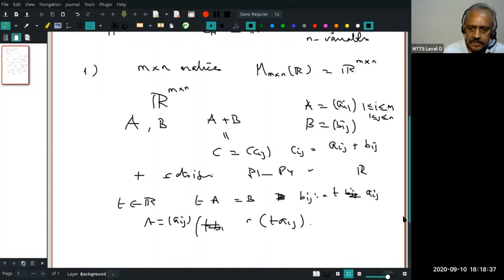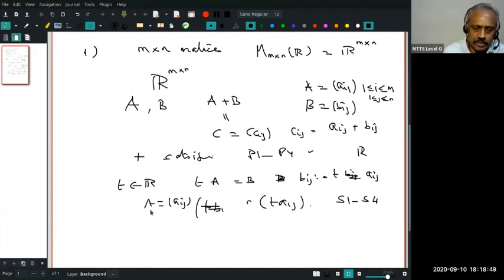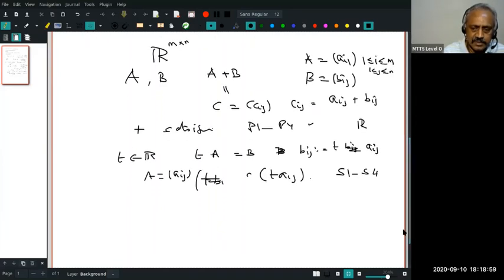Again, you can check this satisfies S1 to S4. For example, when t equals 1, that is aij. Therefore, 1 dot A is A. And similarly, if you want t times (A plus B), that will be t times (aij plus bij), that is t times aij plus t times bij. Then you write it as a sum of two matrices. So I leave these things as an exercise.